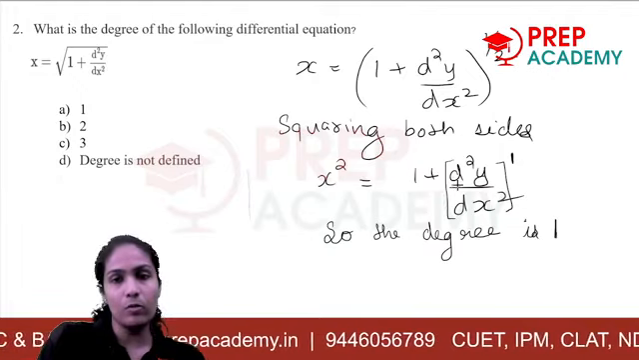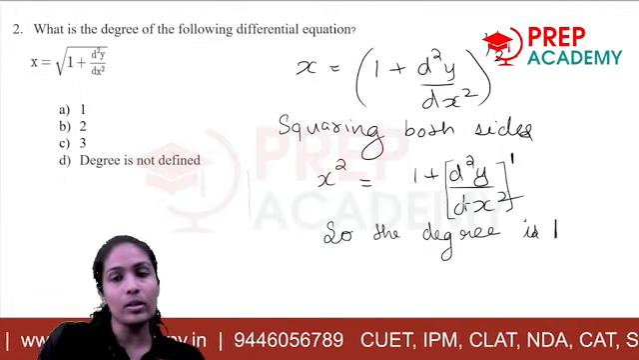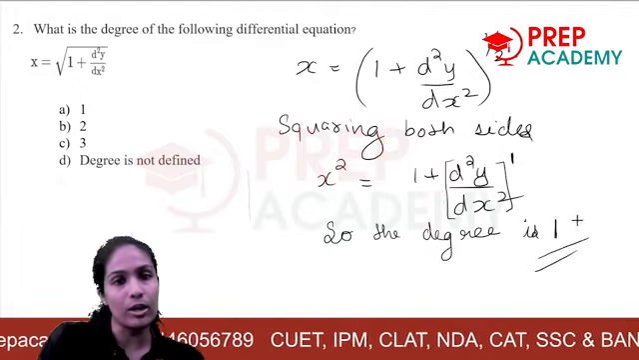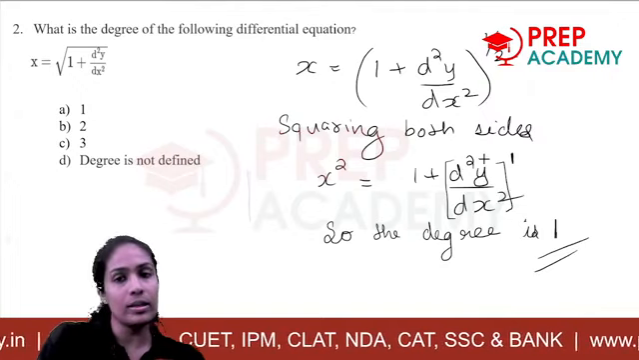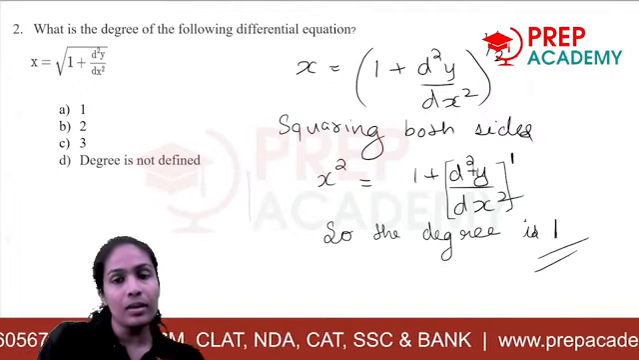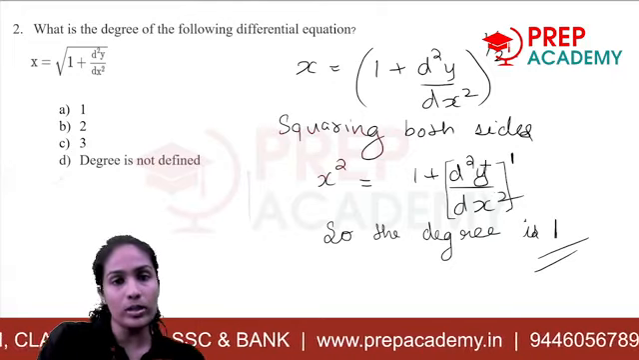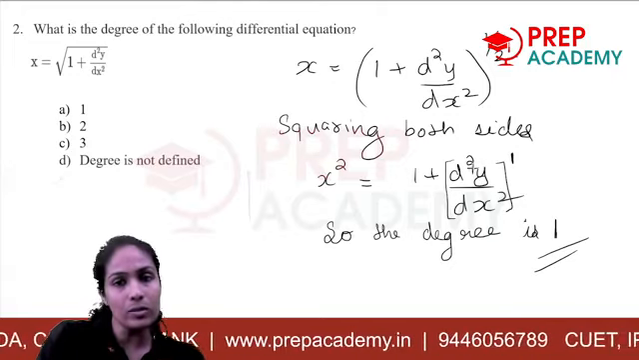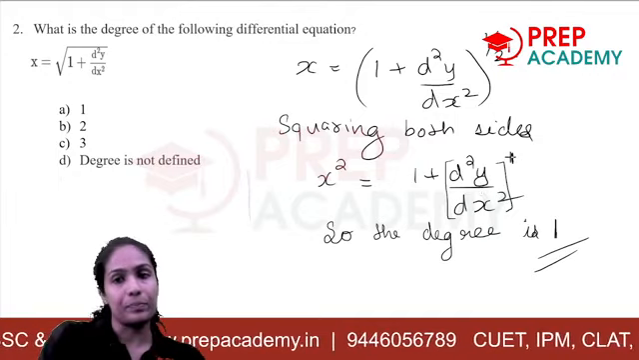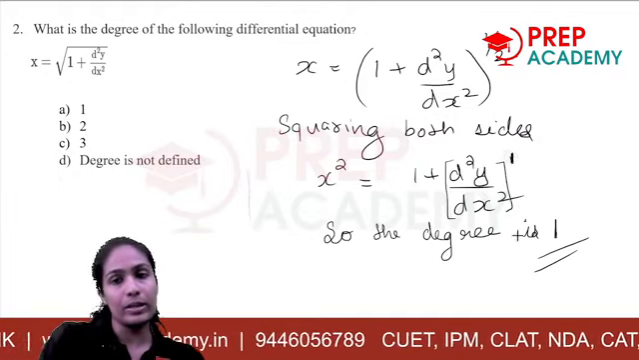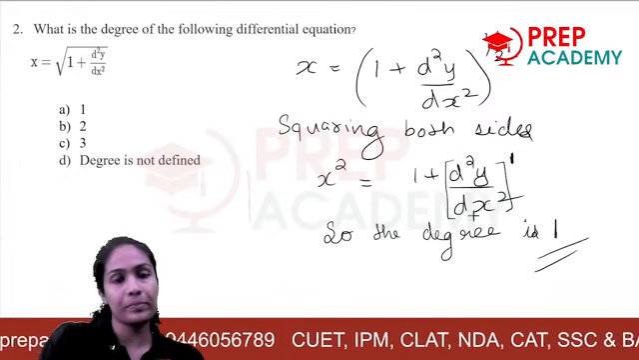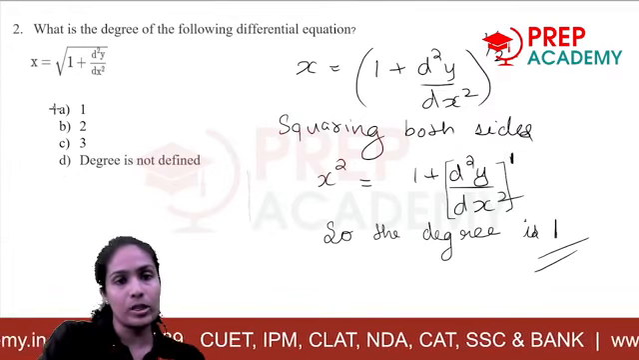1. x square is equal to 1 plus d square y by dx square the whole raised to 1. So the degree is 1. If you are asked to find the order, then order is defined as the order of the highest derivative. Here the order is 2, but the question is to find the degree. So the degree is 1. The answer is option A.